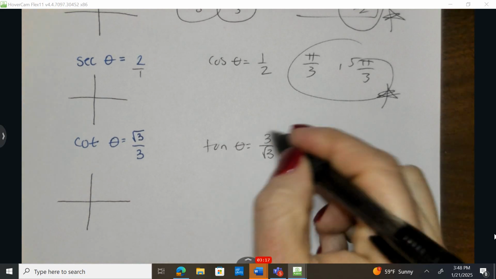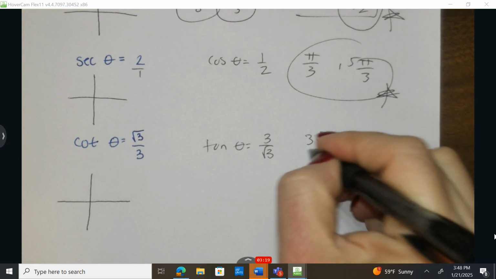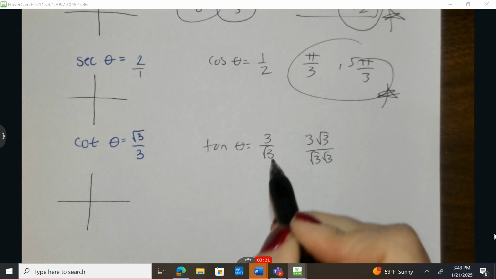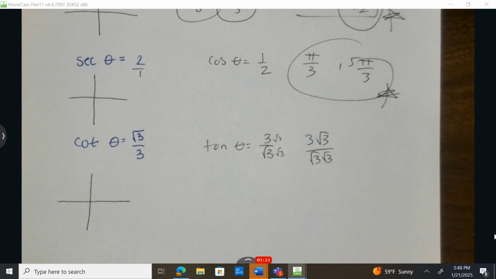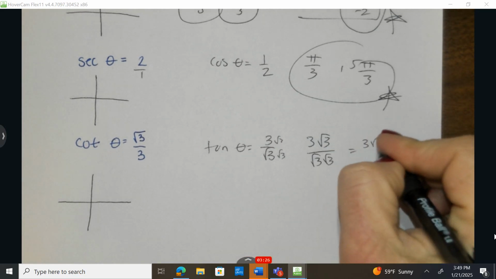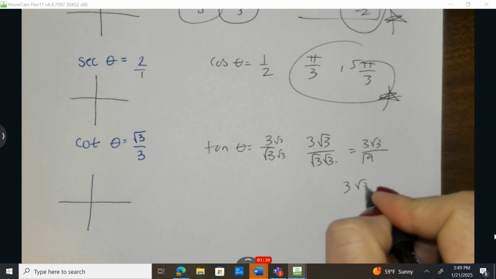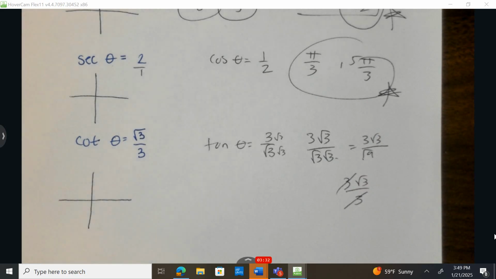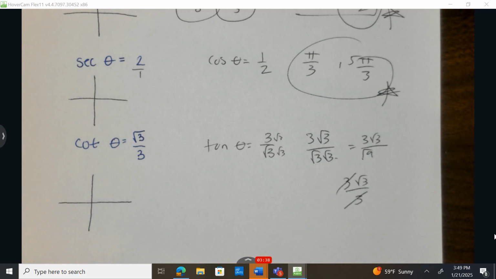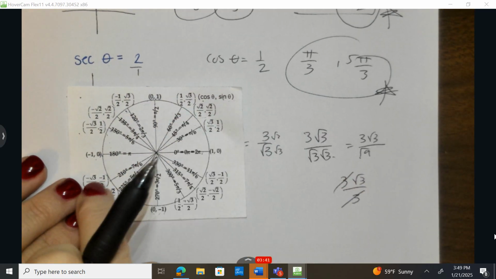I want to start by writing this in proper form. So I'm going to multiply the top and bottom by the square root of 3, and I end up with 3 square roots of 3 over the square root of 9. Well, the square root of 9 is actually just 3, and now I just have the square root of 3. So I'm looking for where in this unit circle do I get a positive value of tangent. That's quadrant 1 and in quadrant 3.